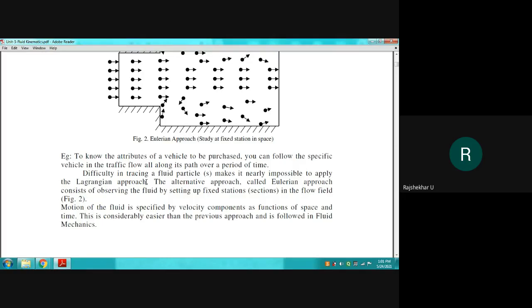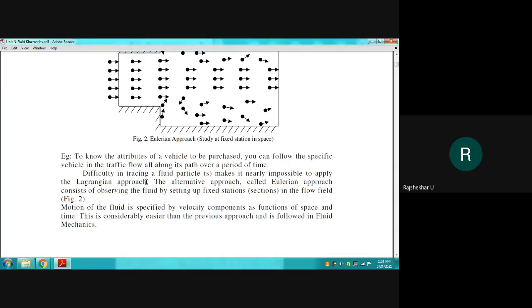If you consider, say, a fluid particle in a lake or wherever, it is continuously moving. So it is very difficult to track that particle and measure the particle properties at each point over some distance. So that is why the Eulerian approach is feasible. Practically, the Eulerian approach is feasible, but in the Lagrangian approach, as the particle is moving in all directions, it is very difficult to trace it and measure its properties.